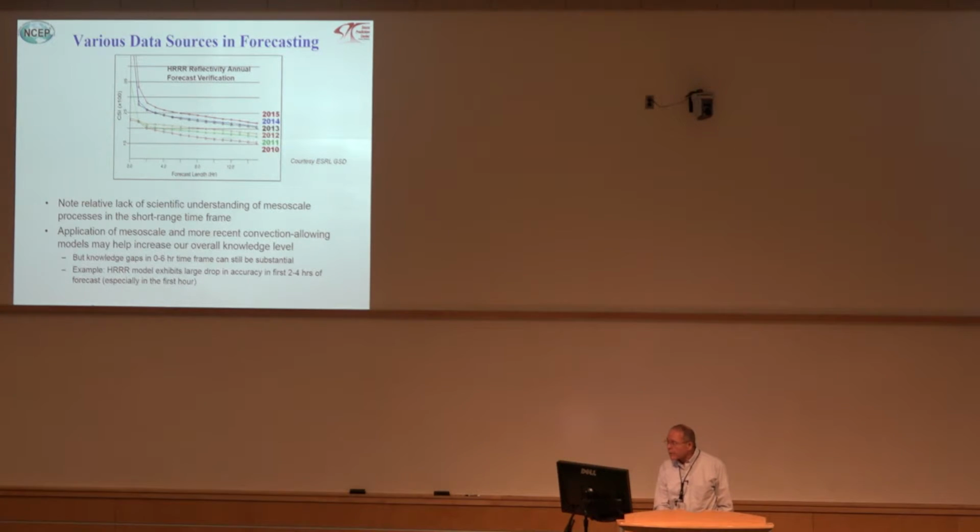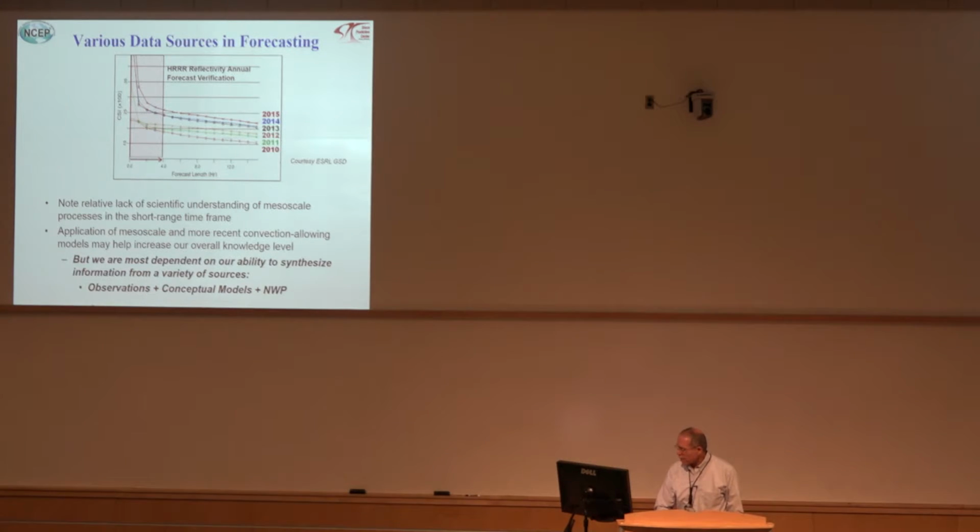So while the HRRR can be useful, you can see that area where we have a rapid drop-off in accuracy in the first few hours. It's helping a bit to fill that gap in knowledge in the first few hours, but we still have a ways to go. I'll show you an example of this in a little bit. At this particular point, especially for short-term forecasting, we really have to synthesize information from observations, apply conceptual models, as well as NWP. If we try to use just one without the others, we're going to be hurting even more than we are already.